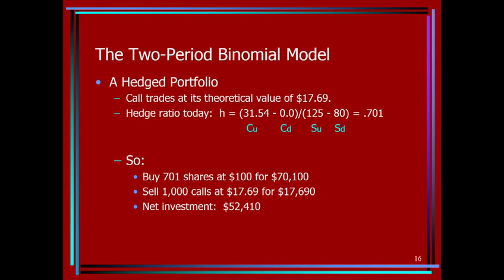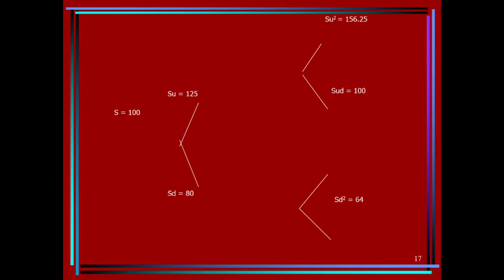Okay, so earlier on we looked at the hedge portfolio for a 1-period model. Now we're going to look at a 2-period model. The call trades at its theoretical or fair value of $17. The hedge ratio is CU minus CD over SU minus SD, so it's 0.7, right? So you buy 701 shares, and you sell 1,000 calls because you need to make this into a whole number. Okay, net investment is 52, so very simple.